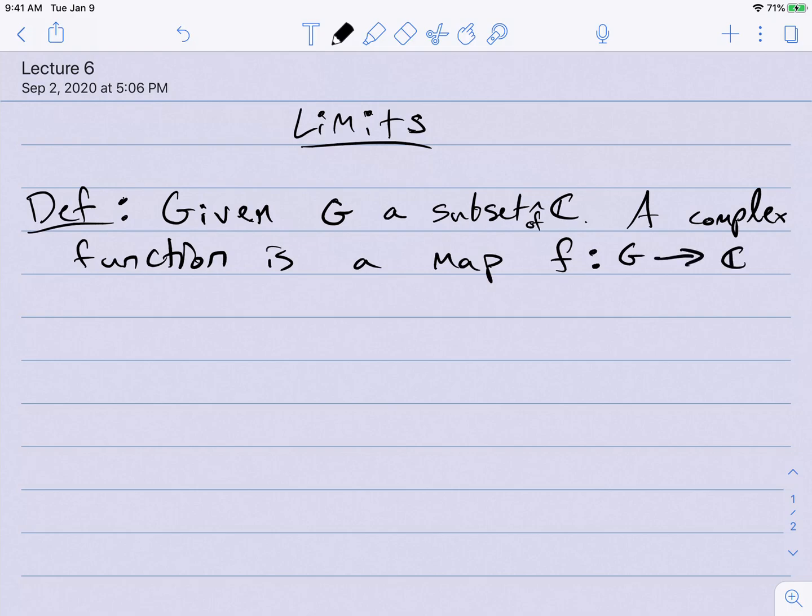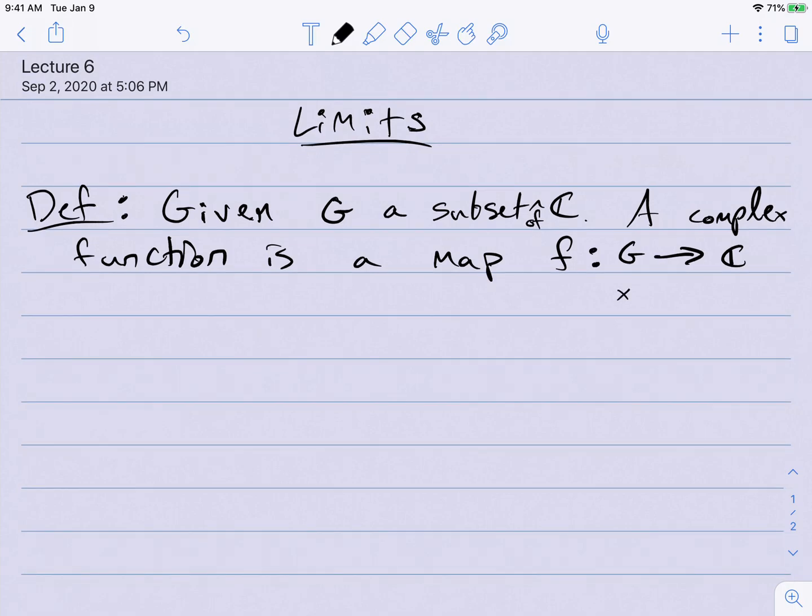So let me explain what I mean by this. What do I mean by map? Well, by map, I really just mean a function. So this is a little bit of a weird definition, but in general, what is f? It's just a rule that assigns to every element in G a complex number, which we'll call f of z. So every z inside of G gets sent under this map to some f of z, which is just some complex number inside of C.